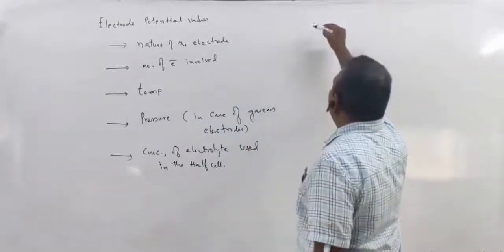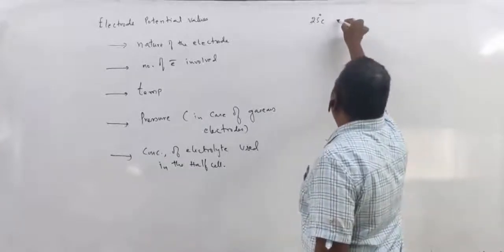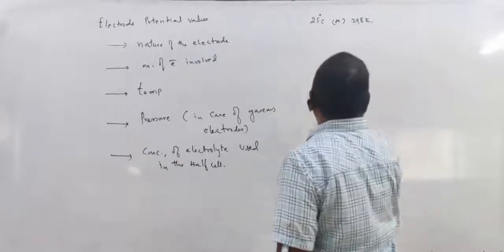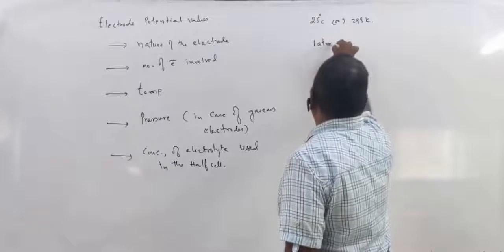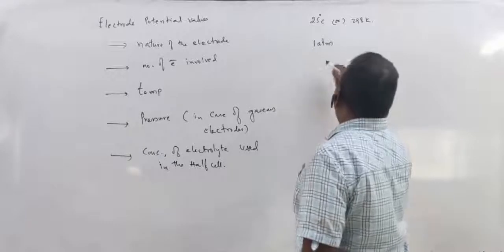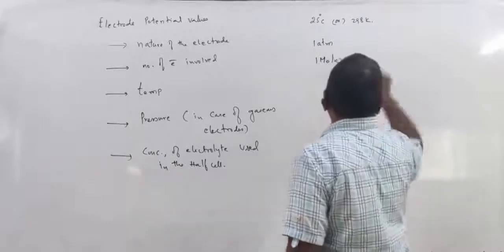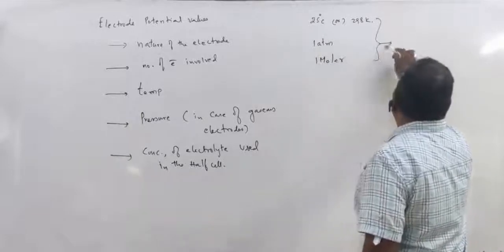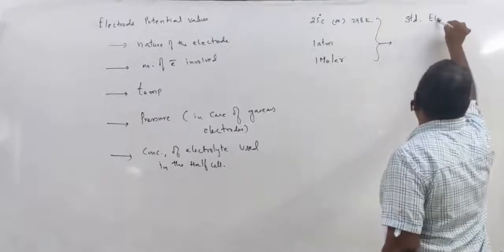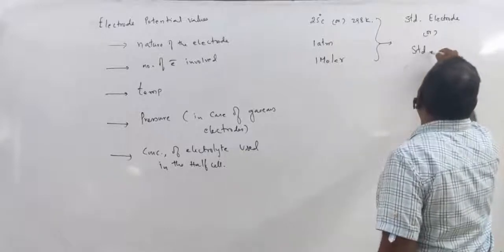So that is why, if temperature is 25 degrees Celsius or 298 Kelvin, pressure is 1 atmosphere for a gaseous electrode, and concentration of electrolyte in the solution is 1 molar, then the electrode is said to be a standard electrode or standard half cell.